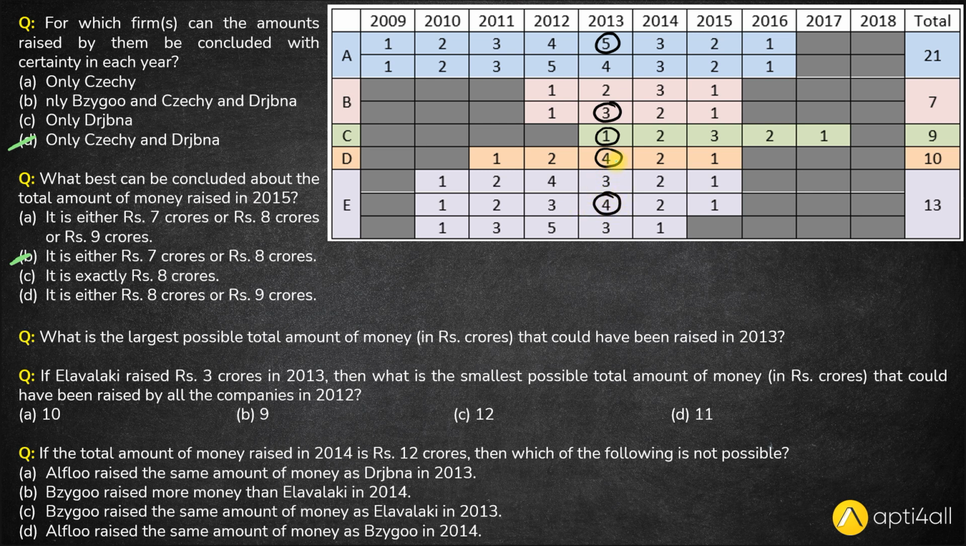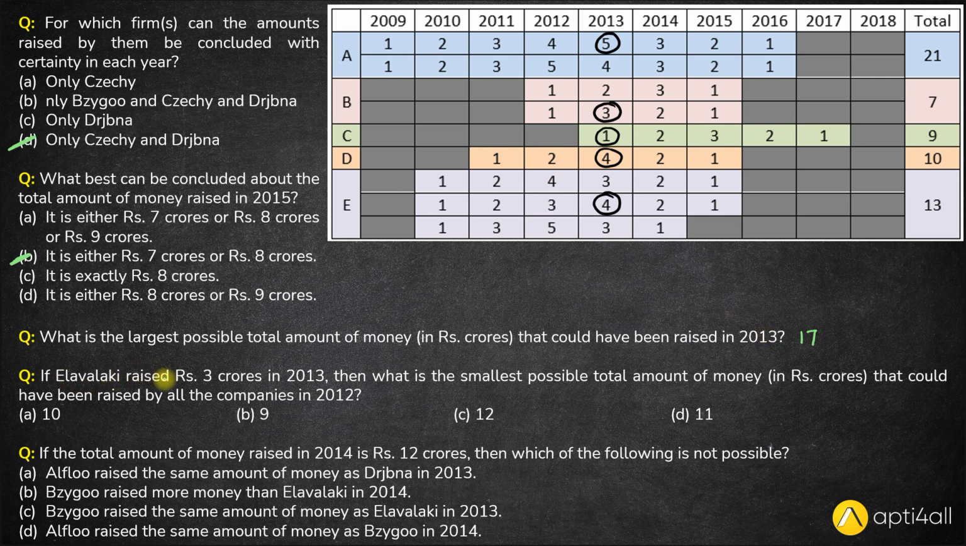So the maximum total amount that can be raised is 5 plus 3, 8, 8 plus 1, 9, 9 plus 4 is 13, 13 plus 4 is 17. So a maximum of 17 crores can be raised in 2013. Okay? Fine. And after that, next question.